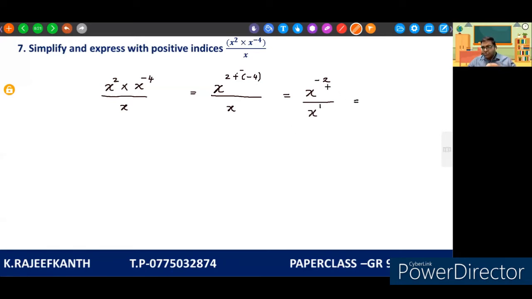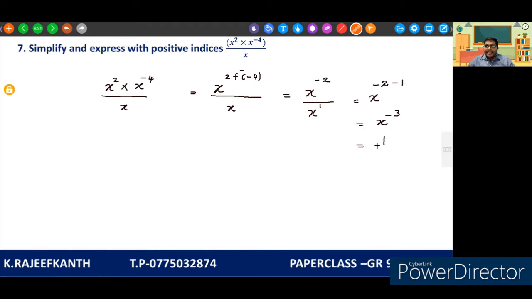Here also there are two powers with the same base, but we have to subtract the indices, right? Because when we are dividing two powers with the same base, we have to subtract the indices. So x to the power minus 2 minus 1. We have to subtract 1 from minus 2, then x to the power minus 3. Right? So this is a power with a negative index, so we have to write the answer with positive indices.